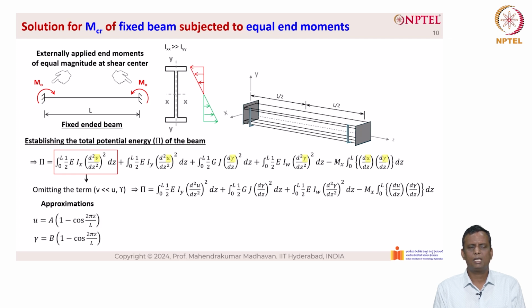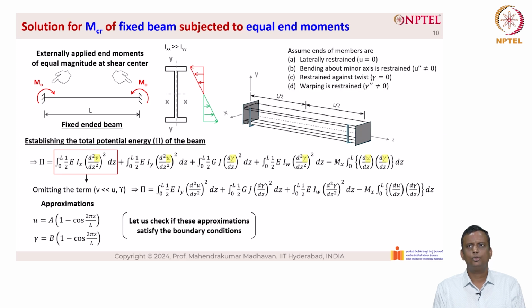So the approximations are based on U equal to A into 1 minus cos 2 pi z by L and gamma equal to B into 1 minus cos 2 pi z by L. Here these are trigonometric approximations chosen such that the boundary conditions will be satisfied for a fixed end beam. Now let us check if these approximations satisfy the boundary conditions. Assume ends of the members are laterally restrained, which is U equal to 0. Bending about the minor axis is restrained, which is U double dash is not equal to 0. Restrained against twist, which is gamma equal to 0. And warping is restrained, which is gamma double dash not equal to 0.